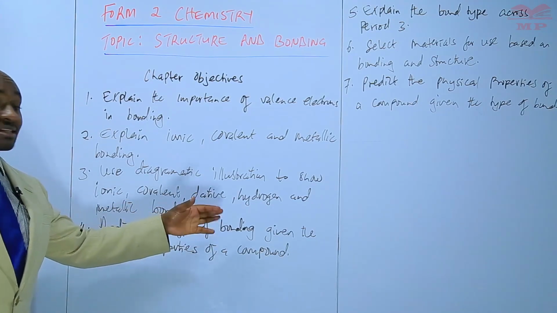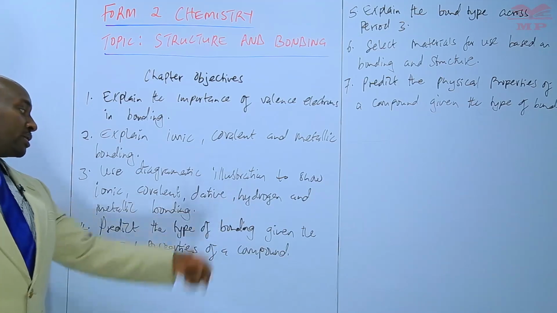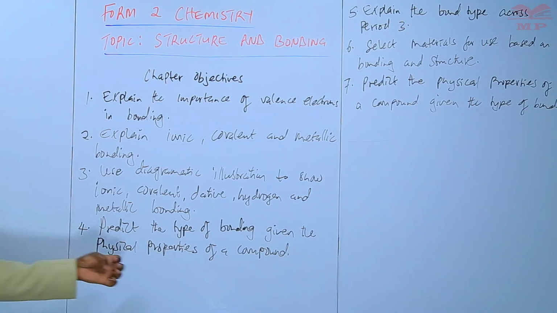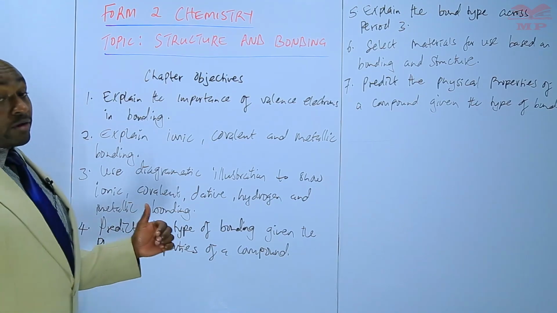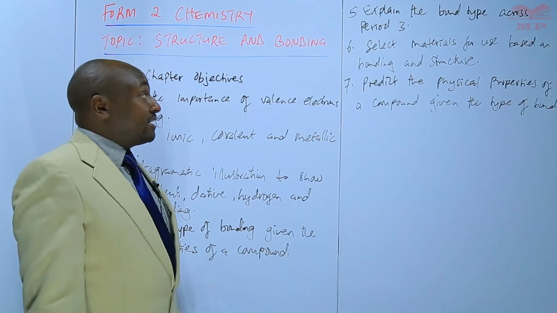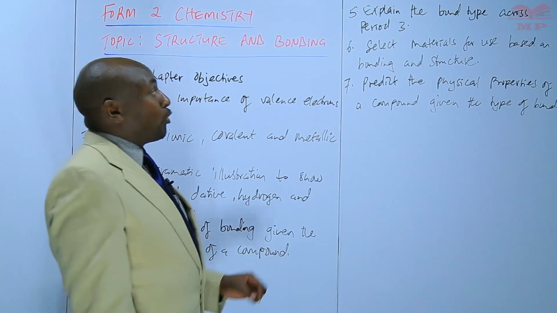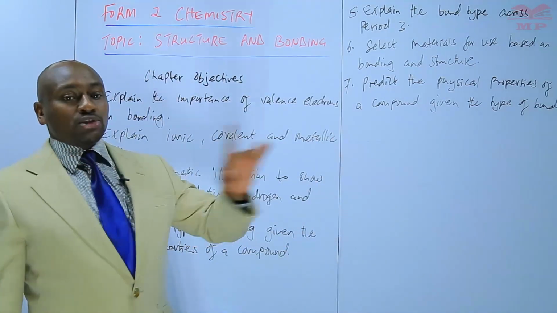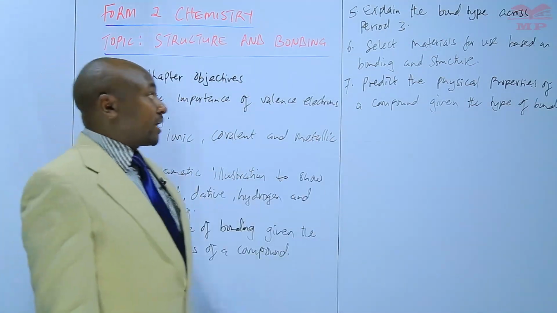Number 3, to be able to use diagrammatic illustration to show ionic, covalent, and other bonds such as dative bond, hydrogen bonding, and metallic bonding. And number 4, to predict the type of bonding given the physical properties of a compound. Number 5, we shall be able to explain the bond type across period 3. How do the bonds change as you go across period 3?